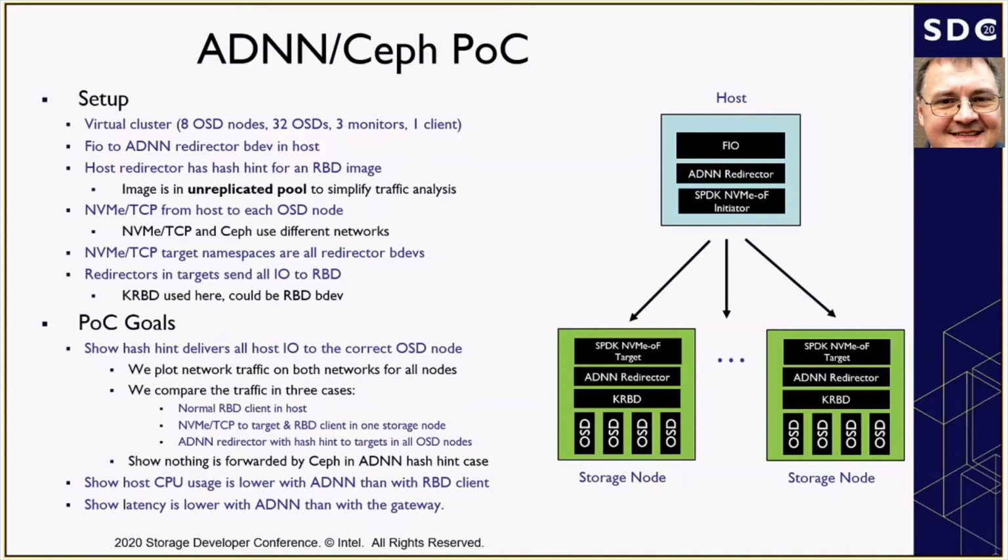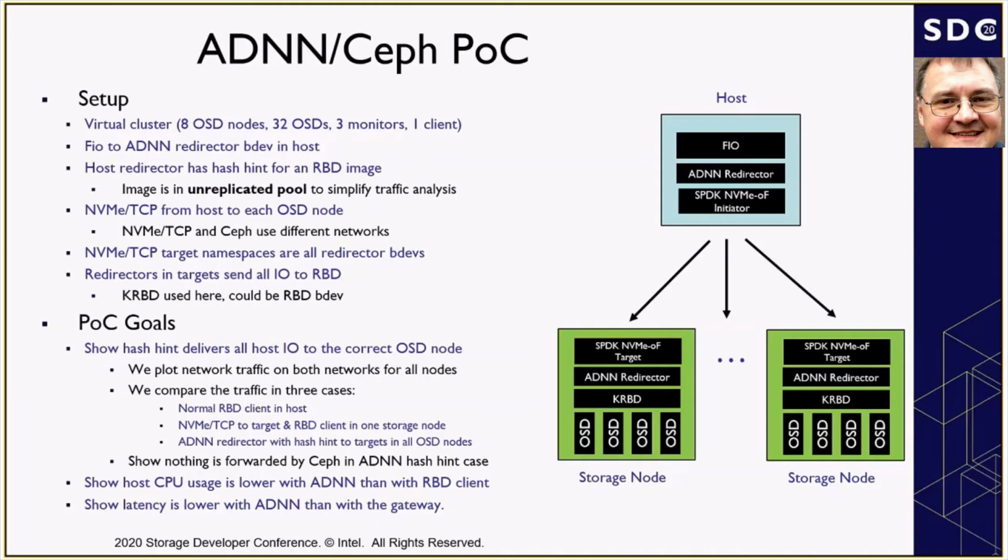So our test setup here, the details are listed in the top paragraph. We won't go over them, but the bottom line is it's a virtual cluster. And that was okay because the goals we have to prove here are that the hash hint, which only does half of CRUSH, it only does the hash part of it, and we get the rest of it out of the Ceph CLI tools. We needed to demonstrate that worked. So we set up a test system that has one virtual network that Ceph uses, and another virtual network that we have only NVMe TCP traffic on.